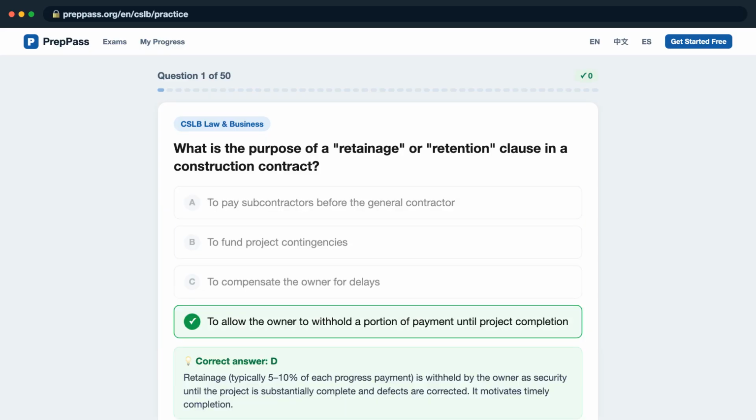The correct answer is D, retainage. Typically 5 to 10% of each progress payment is withheld by the owner as security until the project is substantially complete and defects are corrected. It motivates timely completion.